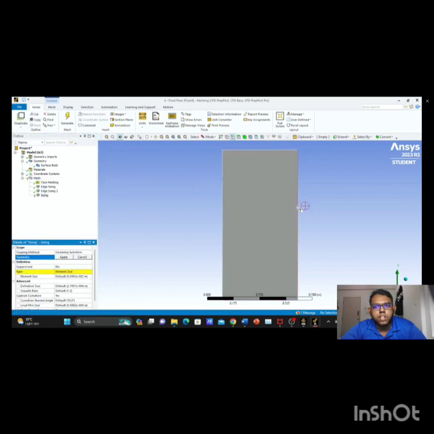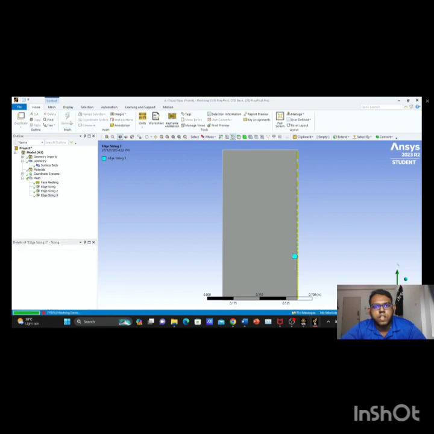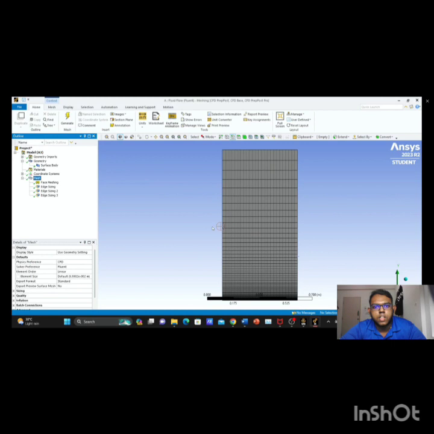Next, we add another sizing. For the right side, we add the number of division as 60. And we change the behavior to hard again. We add a bias. The bias factor will be 70. Each time we add a reverse bias. Click on the edge and click apply. So that generate the mesh. This is roughly the mesh that we get.